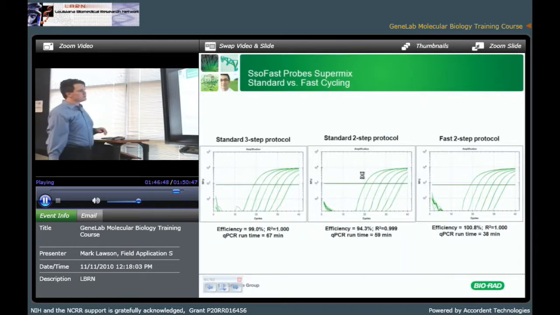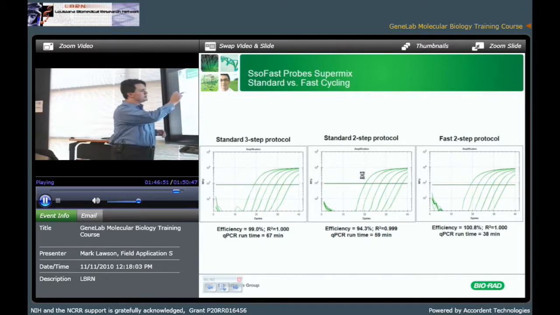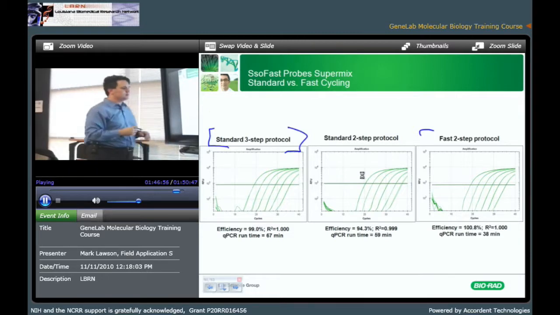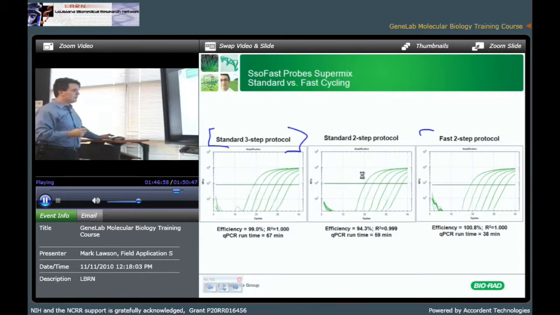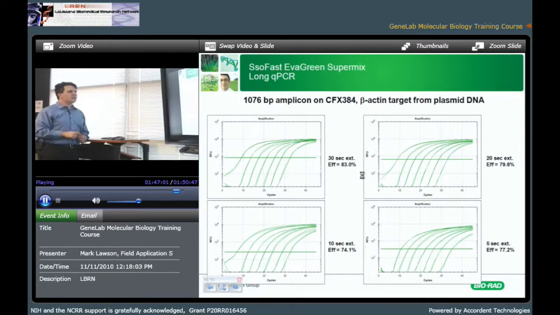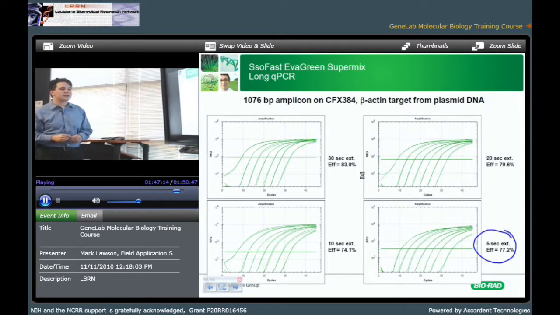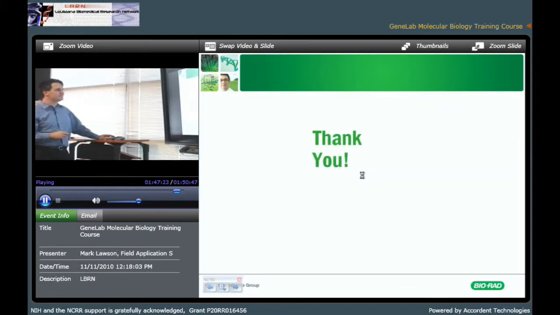And it works just as well at a standard old-fashioned 3-step protocol as it works at the 1-second annealing extension step. So the results are essentially matched. And then this is my favorite. This is the 1 kb amplicon on a 384 well instrument in 5 microliters, where we've got 30-second, 20-second, 10-second, and 5-second extensions. So unbelievably, you can make a 1 kb product in 5 seconds with this enhanced processivity of the TAC. Now that's with plasmid DNA. With samples, it's always a little more complicated.